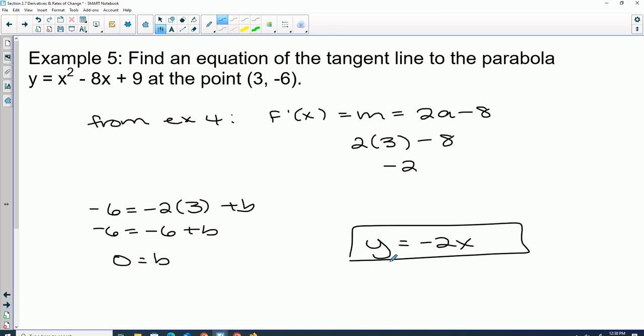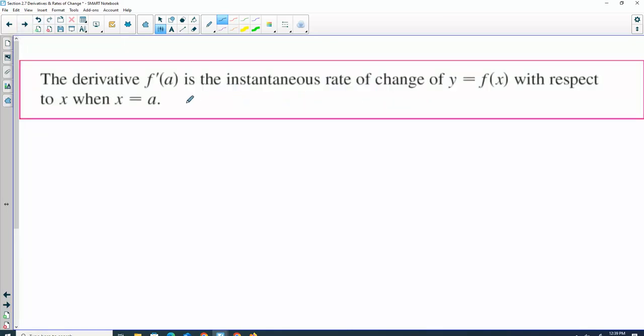Alright. So what we've learned so far, derivative is the same thing as the slope of a tangent line. We also know that the slope of a tangent line we talked about is an instantaneous rate of change. So a derivative is an instantaneous rate of change. It's how things are changing at a particular point in time.